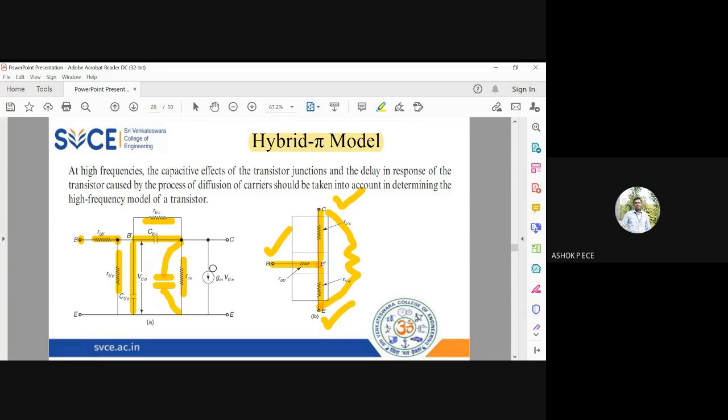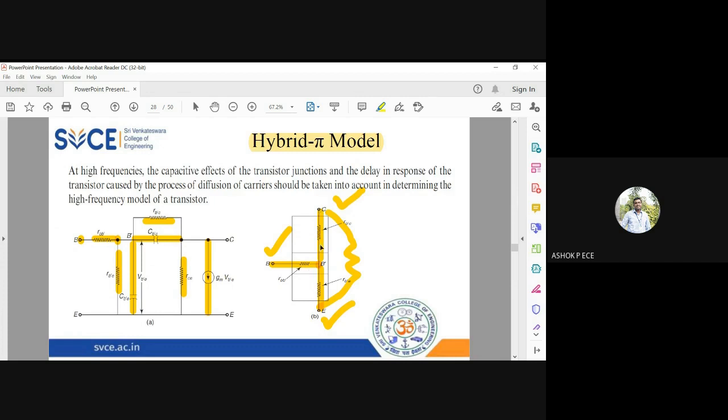And you will have a current source GM into VB dash E. You know a transistor is a current controlled device, right? So definitely on the output side you will have a current source. So this is the hybrid pi model equivalent circuit of a transistor, and the input voltage is going to be VB dash E. You measure VB dash E across B dash and emitter. Okay, so you should not learn this diagram by heart.